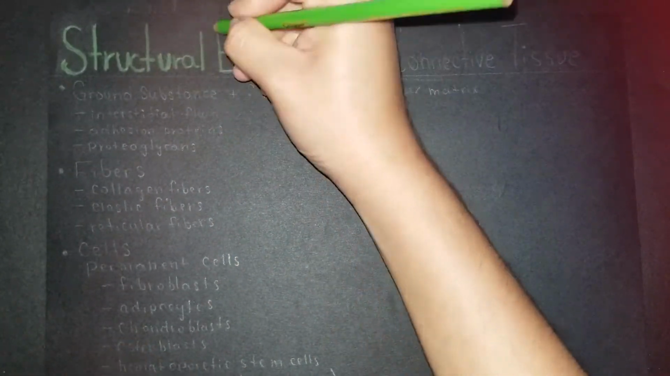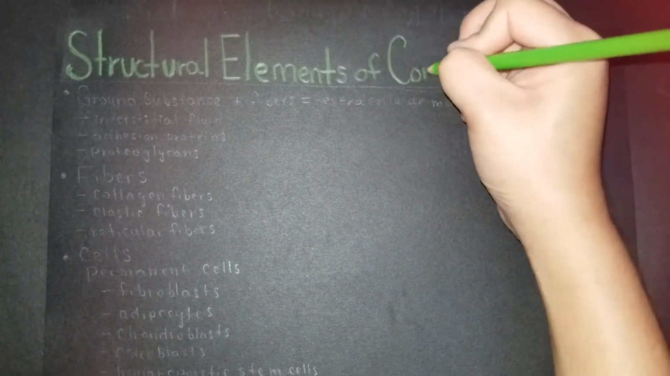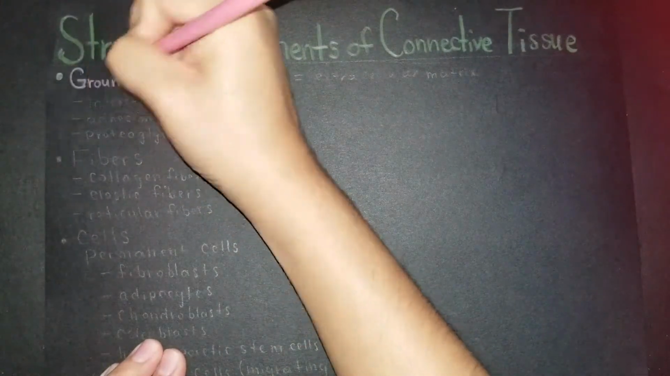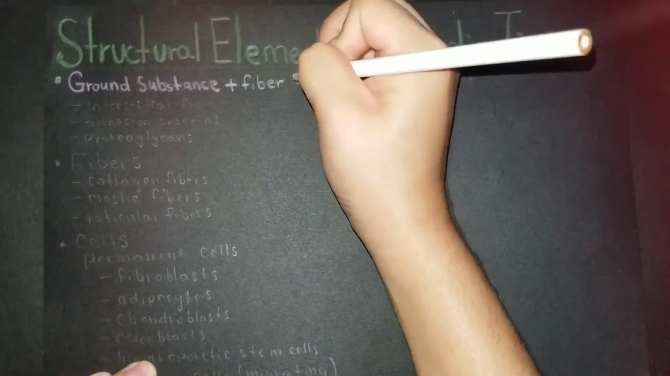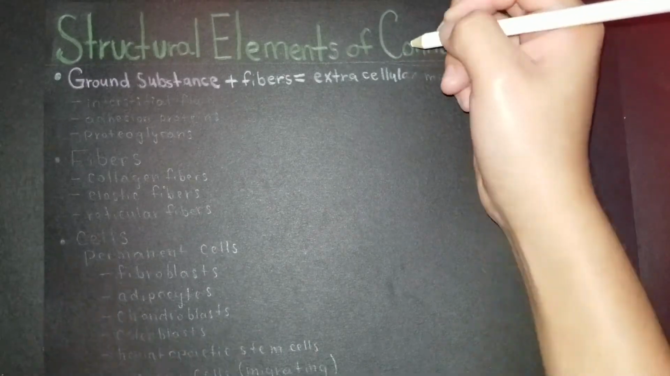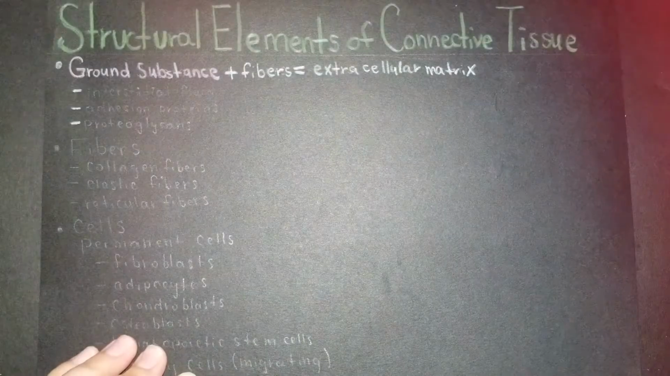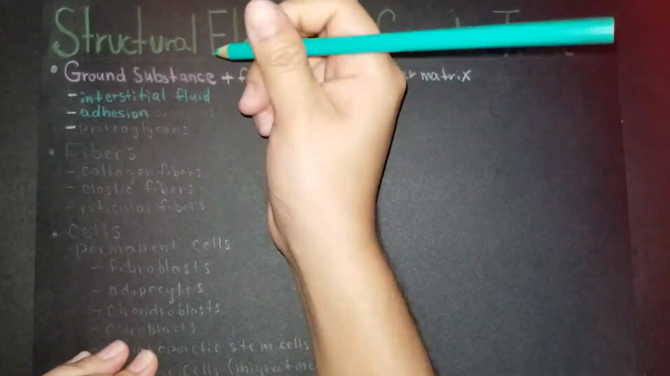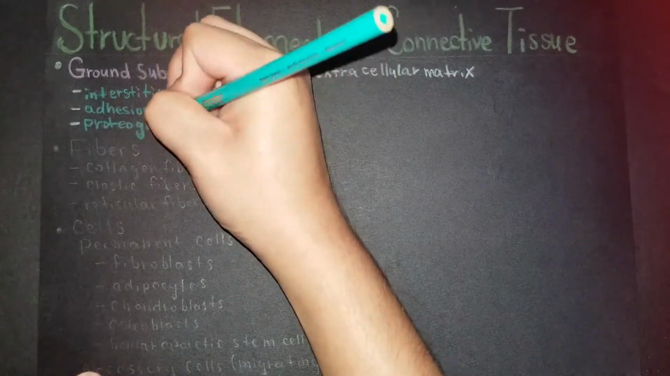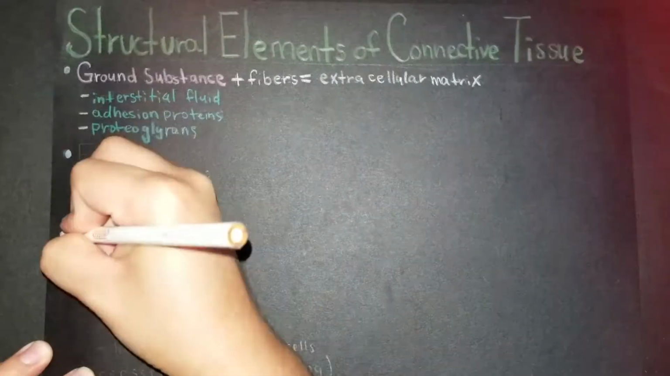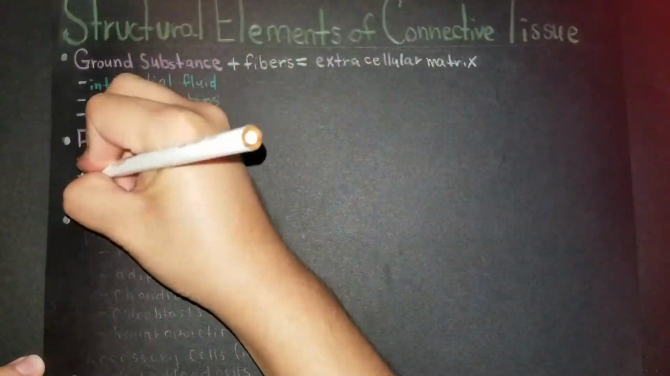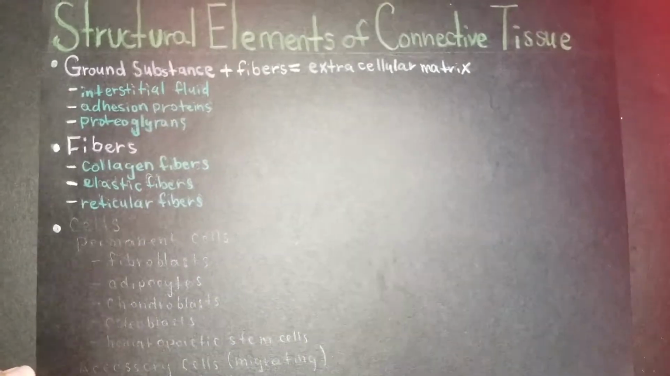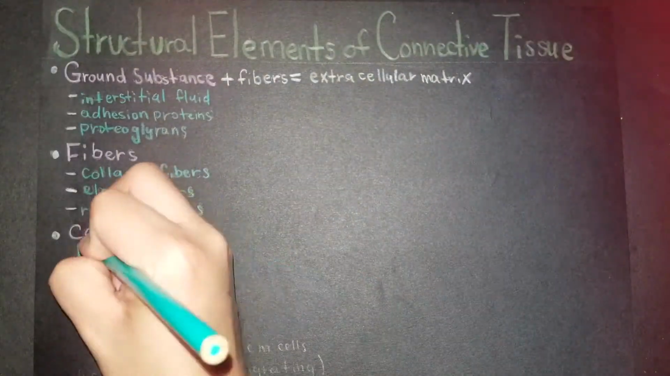Structural elements of connective tissue. Ground substance plus fibers equal extracellular matrix. Interstitial fluid is the water between cells. Adhesion sticks cells in the matrix. Fibers: collagen fibers are made of collagen and are strong. Elastic fibers are made out of elastin. Reticular fibers are made out of collagen.